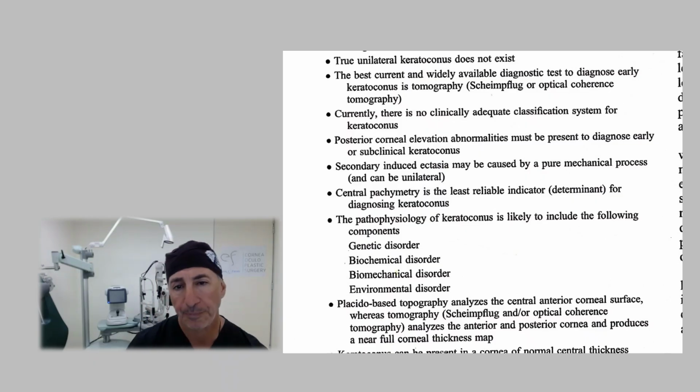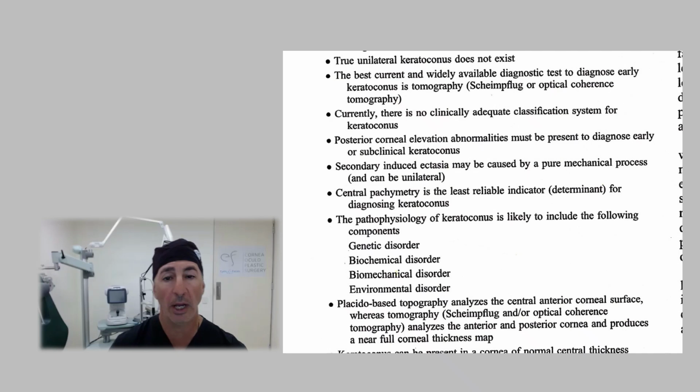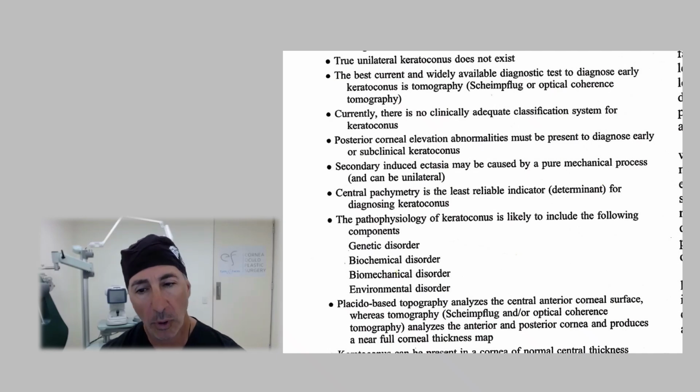Back to the table. So keratoconus doesn't exist in one eye. Second point on the page. The best way to do it is tomography, which is one way of scanning the front of the eye. Third point, there is no adequate classification system, and there isn't. Fourth point, early keratoconus, there's some very subtle changes in the back part of the cornea. Fifth point, a secondary induced ectasia may be caused by a pure mechanical process, and that's key. Rubbing can induce the thinning, and to me that's the gold in keratoconus.